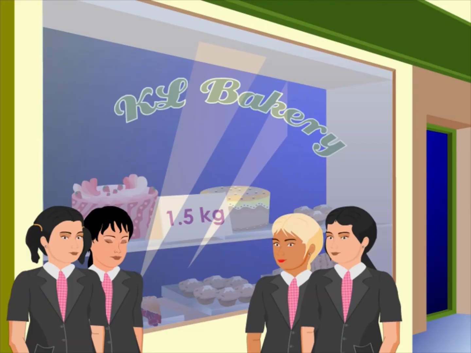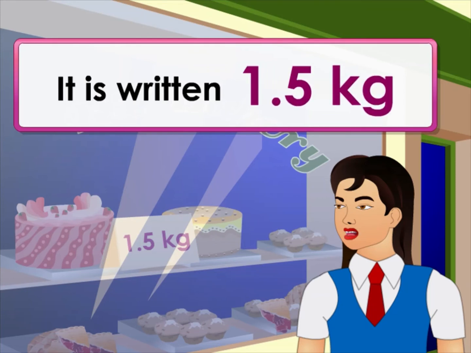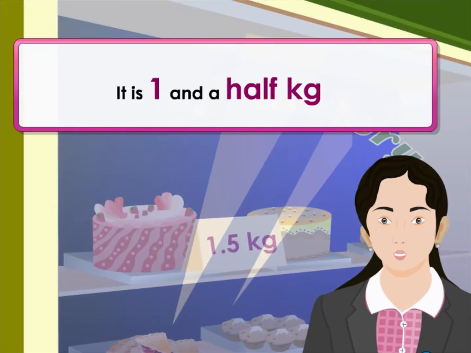Hello there. Wow! Look at all the delicious cakes, buns and breads. Rita and her friends are there at the bakery. Let's join them. Look at these cakes. These cakes have a label. Look, it is written 1.5 kilograms. Oh, that means it is 1.5 kilograms.